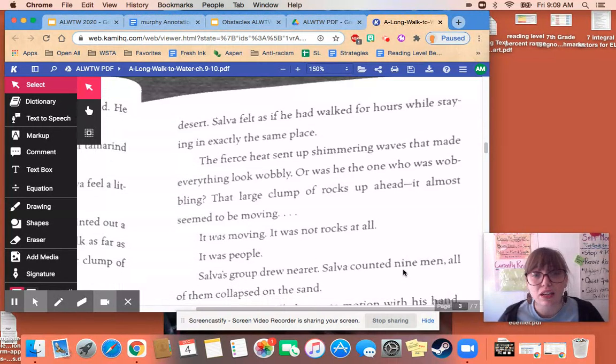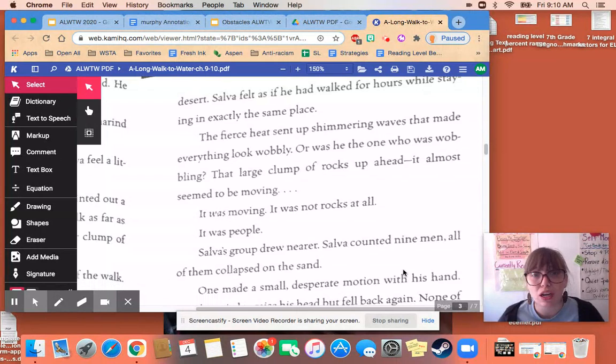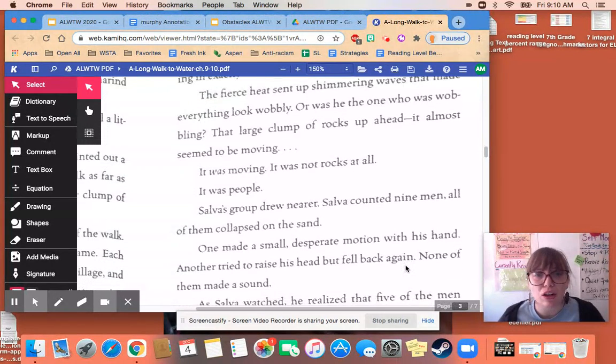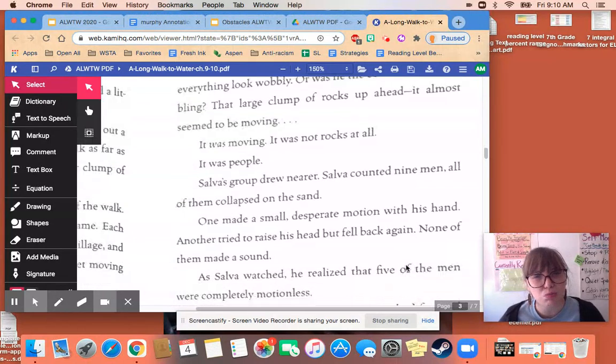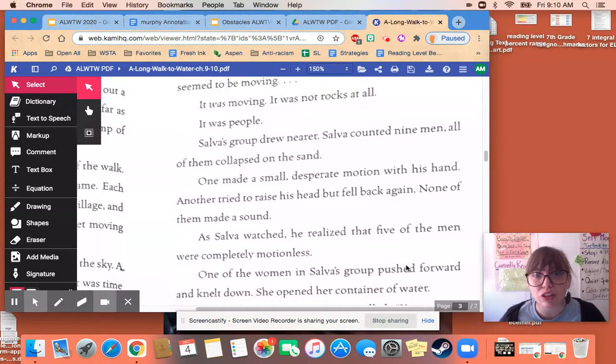The fierce heat sent up shimmering waves that made everything look wobbly. Or was he the one who was wobbling? That large clump of rocks up ahead, it almost seemed to be moving. It was moving. It was not rocks at all. It was people. Salva drew nearer. Salva counted 9 men.